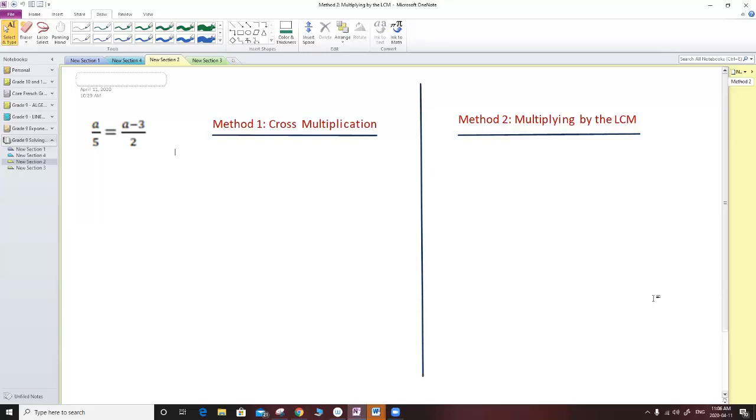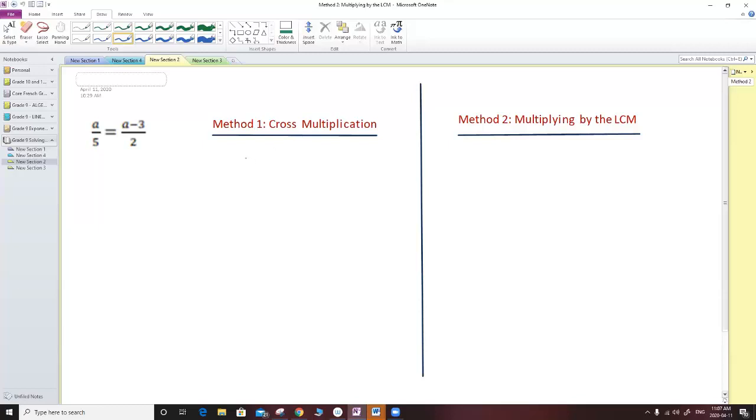So how can we solve an equation with fractions? There are two methods. Method number one is cross multiplication, and method two is multiplying by the LCM, which is the lowest common multiple. So what is the meaning of cross multiplication and how does it work?